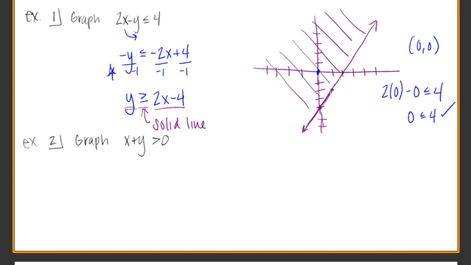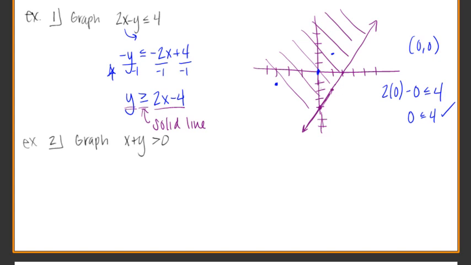And that should happen no matter what point. If I picked a different point, like 1, 2, or negative 3, negative 1, and I plug that in, I should get a true statement. Anytime I pick anything that's in the shaded region and I plug it back into my original inequality, I should always get a true statement. And that's a good check if you wanted to.